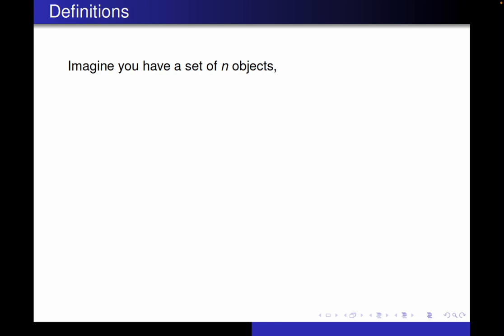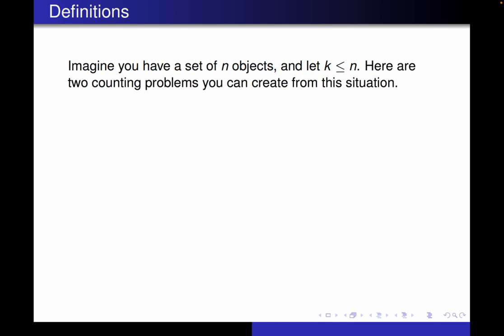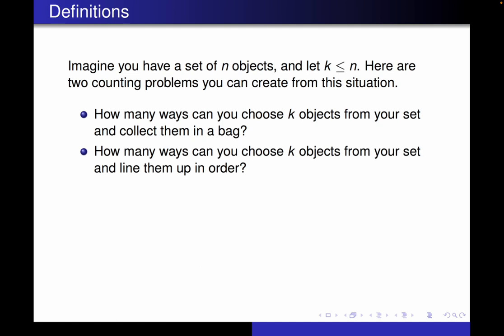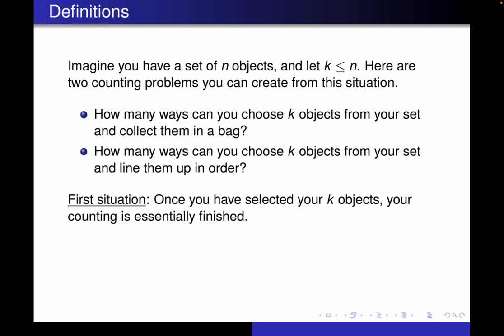So imagine you have a set with n objects in it, and let k be some number less than or equal to n. Here are two counting problems that are kind of similar to one another, but a little bit different as well, that you can create from this situation. So first of all, this one should be familiar. How many ways can you choose k objects from your set and collect them just in a bag? And the second one is, how many ways can you choose k objects from your set and then line them up in order?